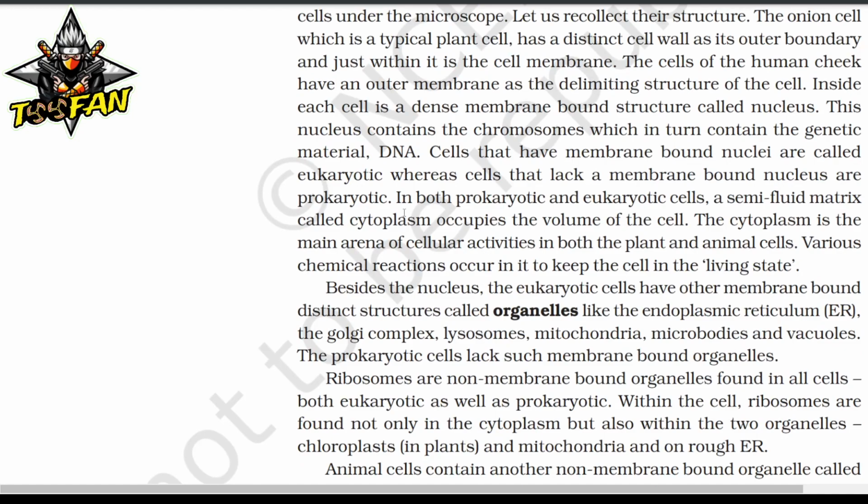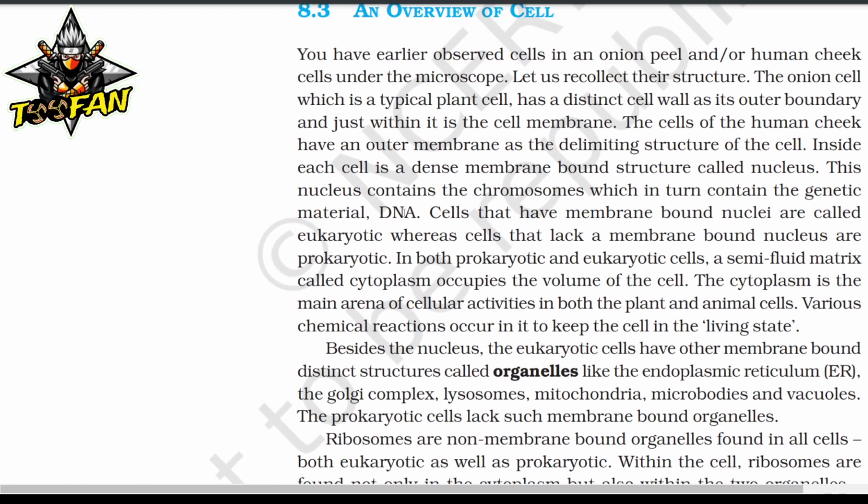Now, an overview of the cell. You have earlier observed cells in an onion peel or human cheek cells under the microscope. Let us recollect their structures. The onion cell, which is a typical plant cell, has a distinct cell wall as its outer boundary, and just within it is the cell membrane. The cells of the human cheek have an outer membrane as the delimiting structure of the cell.